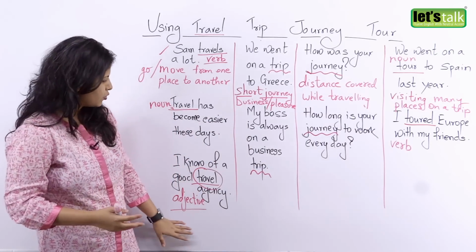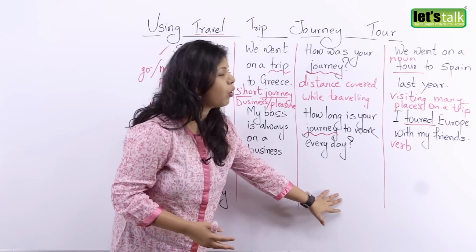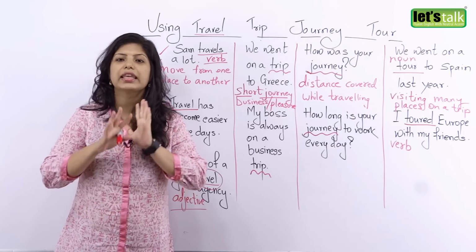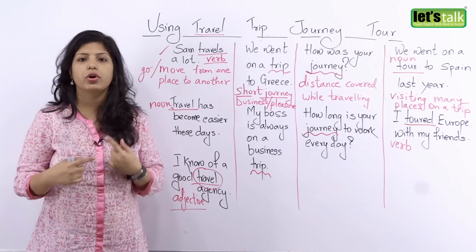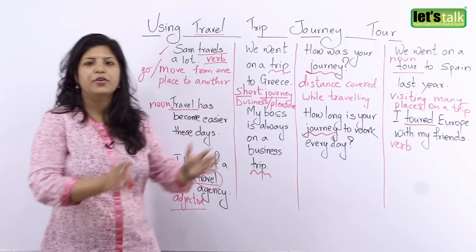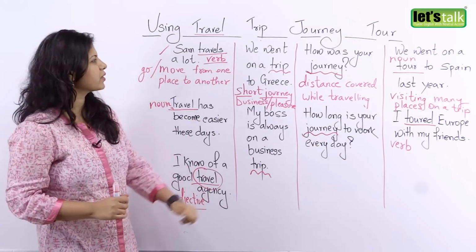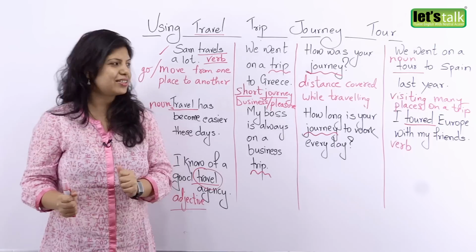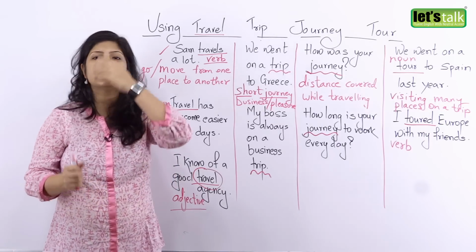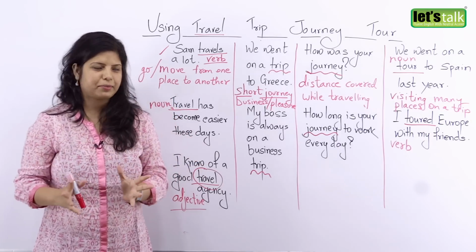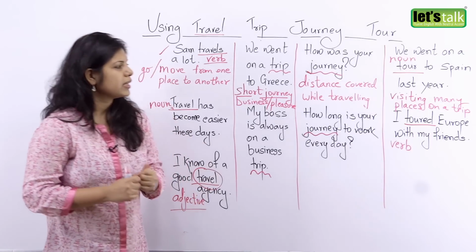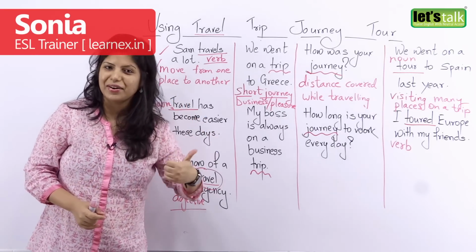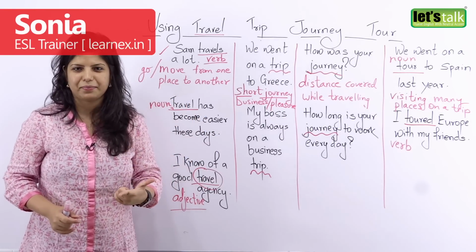Alright? So here's how you can use these four words: travel, trip, journey and tour. They all mean different things. Just to do a quick recap: travel, going from one place to another. Trip is mostly a short trip, either for business or pleasure. A journey is the distance that you cover while you're traveling. And tour, mostly when you talk about visiting many places on a trip, can be used as a noun and it can be used as a verb as well.